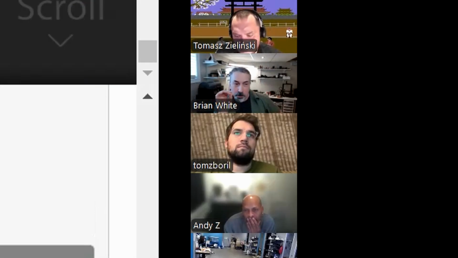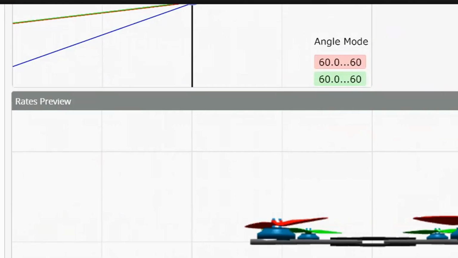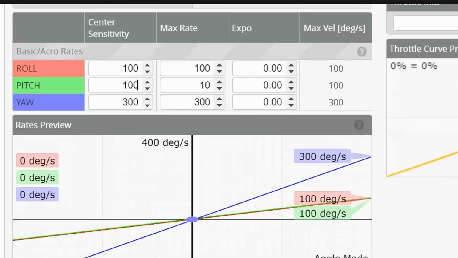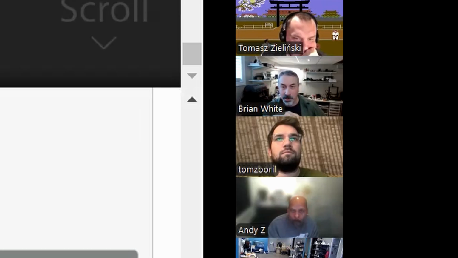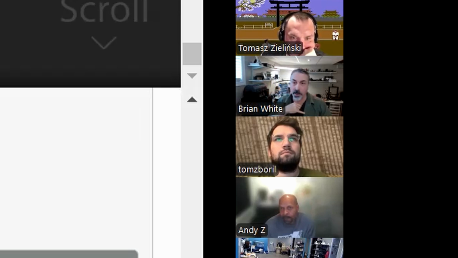The second point about angle mode is, if you do set a linear rate with this setting, it's just going to be super snappy and you might find it out of control. So what I typically do is go into the CLI and drop that maximum angle down to about 30, just for the sake of doing wobble tests. Okay, so I'm going to stop there with the angle mode rant because I've discussed this elsewhere as well.